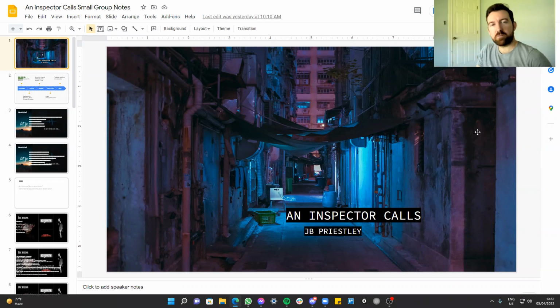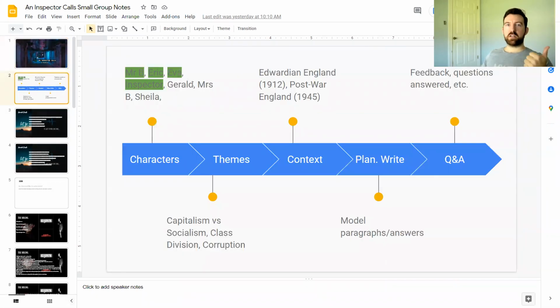What we're doing here is basically giving you a booster on everything you need to know about the characters, the themes, potentially weaving in a little bit of context for An Inspector Calls. And so far in the last 4 weeks, we've gone through Mr. Birling, Eric, Eva, and the Inspector. And today we'll go through Gerald.